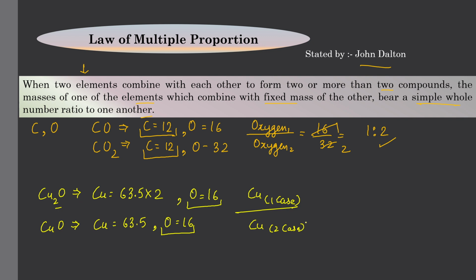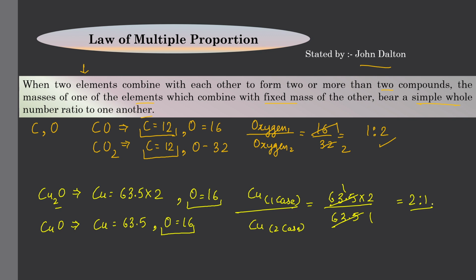We have to write down their ratios. In the first case it is 63.5 multiplied by 2. In the second case it is 63.5. You can clearly see this is going to be cancelled. The ratio will become 2 ratio 1, and that is a simple whole number ratio.